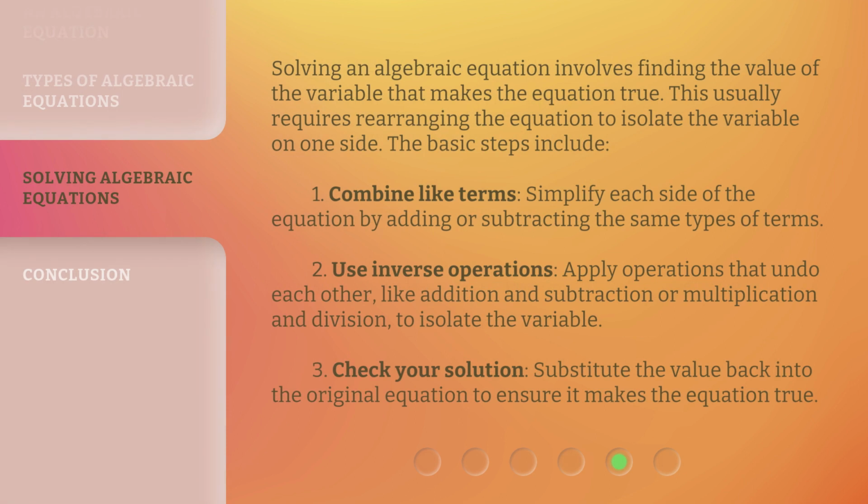Solving an algebraic equation involves finding the value of the variable that makes the equation true. This usually requires rearranging the equation to isolate the variable on one side. The basic steps include: 1. Combine like terms. Simplify each side of the equation by adding or subtracting the same types of terms. 2. Use inverse operations. Apply operations that undo each other, like addition and subtraction or multiplication and division, to isolate the variable. 3. Check your solution. Substitute the value back into the original equation to ensure it makes the equation true.